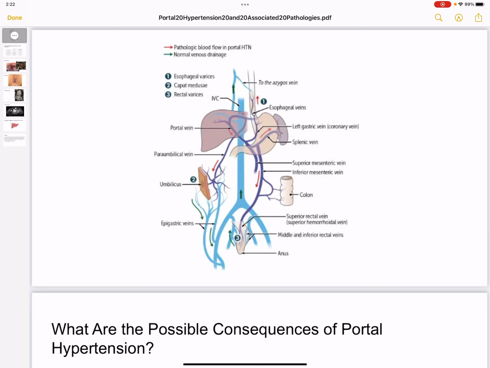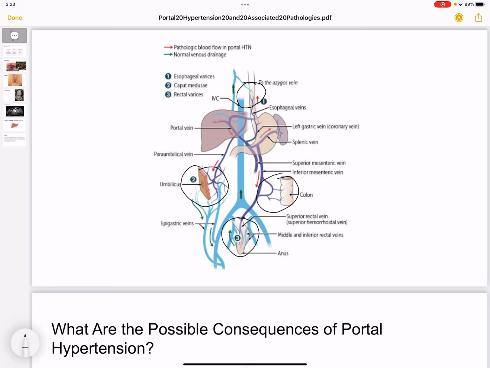Let's talk about the consequences of portal hypertension. Now, our portal system is going to be very close to our systemic circulation at 4 regions. And I'm going to circle these 4 regions now. And at these sites, when there is portal hypertension, it is going to result in pathologies.